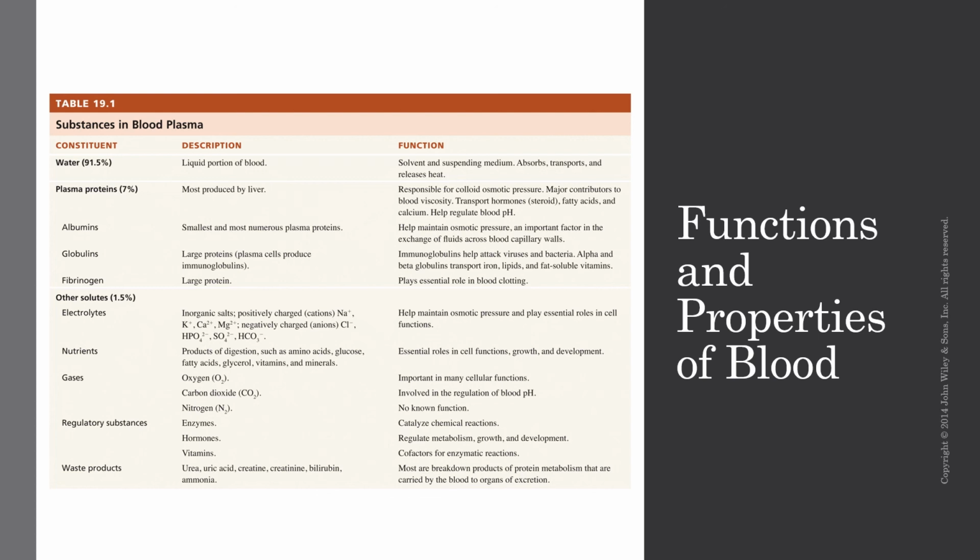So here we have this table. It gives a general overview of the substances in blood plasma. Here we have water, plasma proteins, and other solutes. It gives their description and a little bit of their function. So water is going to be the most dominant substance in blood plasma, and it's going to mainly act as a solvent and a heat transporter and absorber.